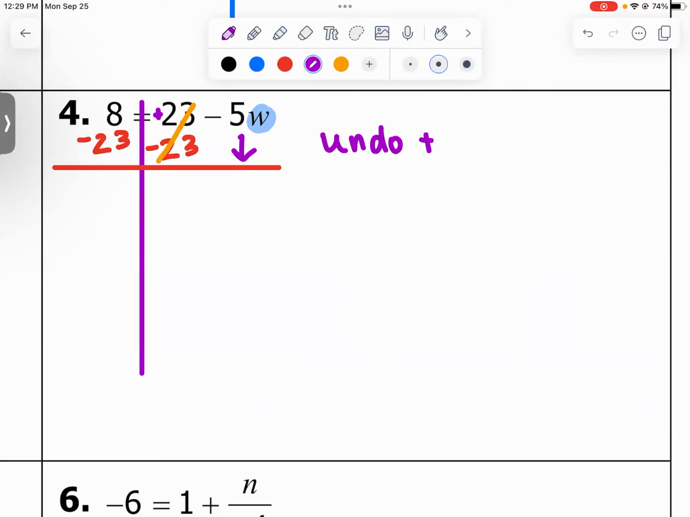Who can tell me, raise your hand, what I should be writing right here? Hilton? 5W, he says. Why do you think it's negative? So Aaliyah thinks that minus needs to come with it. Do you agree, Kelton? Okay, so this is why I wanted to do this example with you. This minus is attached to the 5 still. We only got rid of the 23. So we still have minus 5W on the right side.